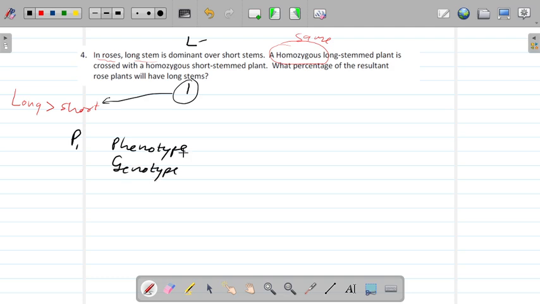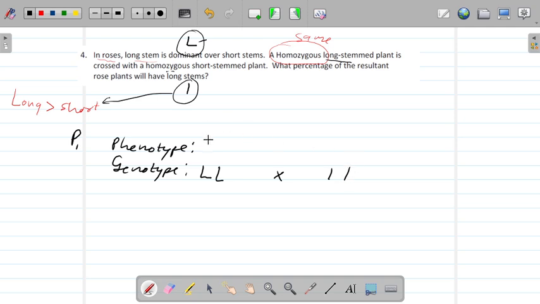Phenotype and genotype. Then the phenotype: a homozygous long stem plant. Homozygous, they must be the same. Again, for long, we said it's capital letter L. For short, it's small letter l. It's crossed with a homozygous short stem, and short stem is small letter l. So we're going to have two small letter l's. That's the genotype. Sorry, excuse me there.